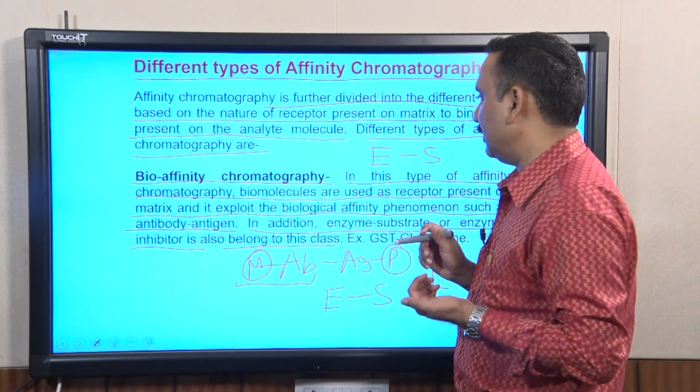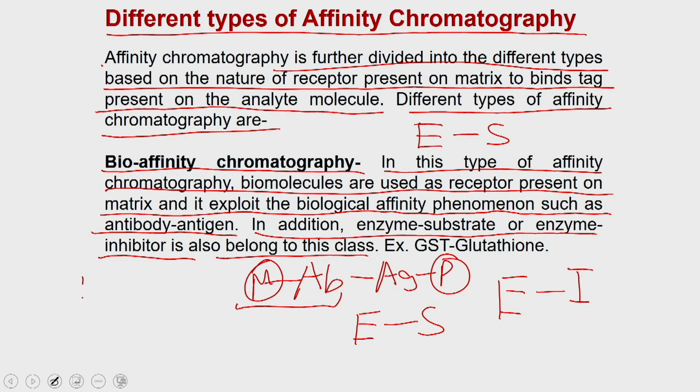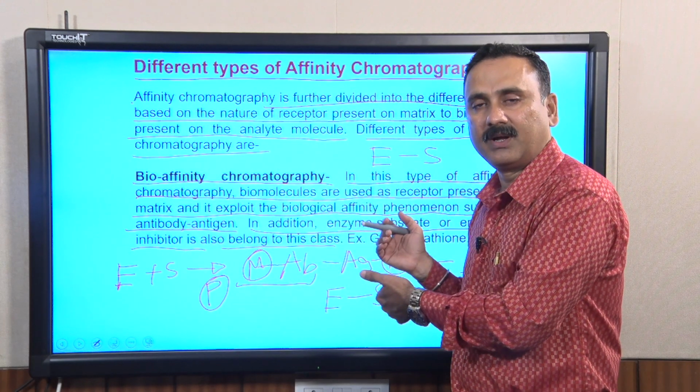Let me tell you an example. Suppose I have an enzyme, and I have added the substrate. What will happen? In the first step itself, the enzyme is going to process this particular substrate and produce the product, which means this enzyme is processing the substrate and giving me the product.